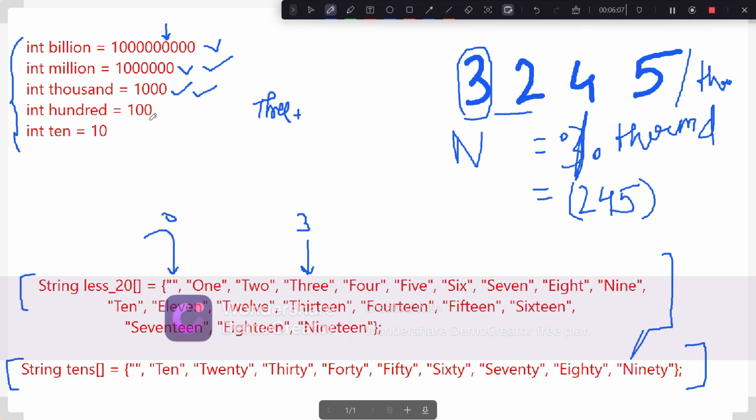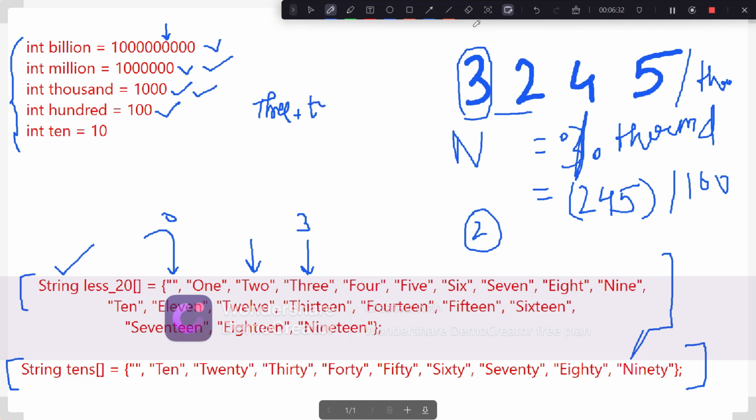So then we finally come to divide it by 100. Divide by 100 is coming 2, right? If we divide it by 100, the value is coming 2. Now this 2 is less than 20, right? Less than 20 means we will go to this array. At index 2 we have 2, right? So we will put this.